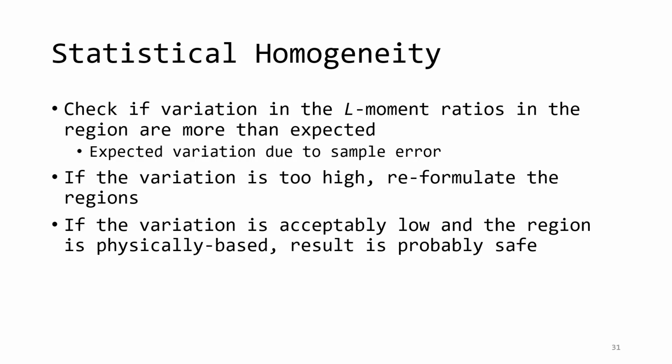Homogeneity is a measure of the similarity of the statistical properties of the observations of sites in a region. It is measured by comparing the amount of variability of the L moments of the sites to a standard dependent on the sample error. This produces a single statistic that tells us whether the variation is too high or acceptably low. If we find that the variation is too high, then we need to reformulate this region and likely others around it. If we find that the variation in the site L moments is low, and we design the region using physical means, then the region is probably homogeneous.